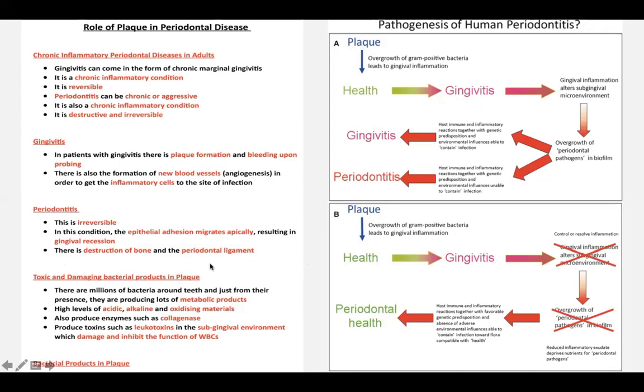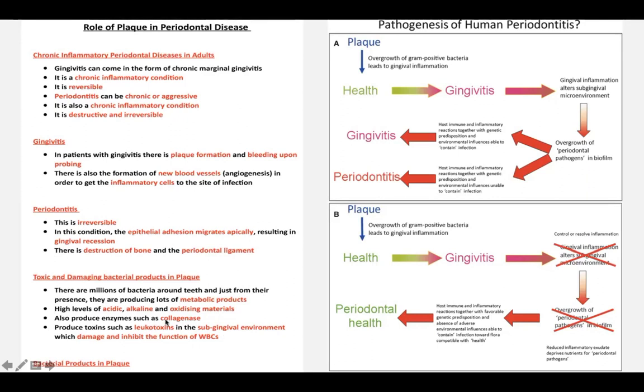What is done by the plaque? What harm does plaque give to our teeth? Toxic and damaging bacterial products in plaque. There are millions of bacteria around teeth, and just from their presence, they are producing lots of metabolic products. High levels of acidic, alkaline, and oxidizing materials are being formed by these bacteria in the plaque. They also produce enzymes such as collagenase. Remember yesterday? Gingipains, collagenases, and toxins such as leukotoxin, which kill white blood cells in the subgingival environment, damage and inhibit the function of WBC.